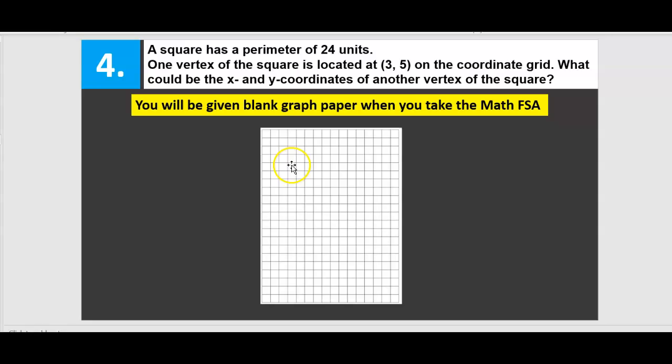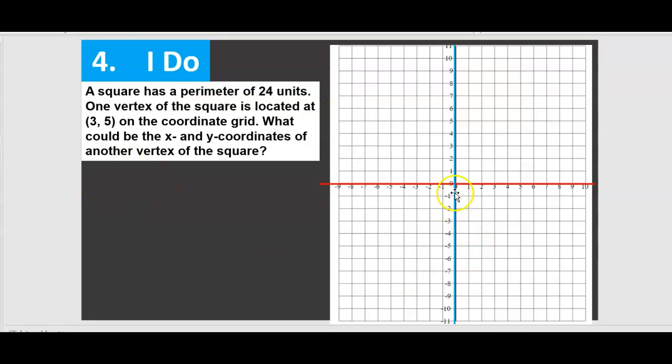On the FSA, you'll be getting graph paper, and they won't label it. So you have to know how to label the X and Y coordinates, how to find the points, and know something about perimeter and something about squares for this particular question. Say you draw the X and Y axes and label them: 1, 2, 3, 4, negative 1, 2, 3, 4, and so on. Then you're going to plot this point, 3, 5. Where would 3, 5 go?